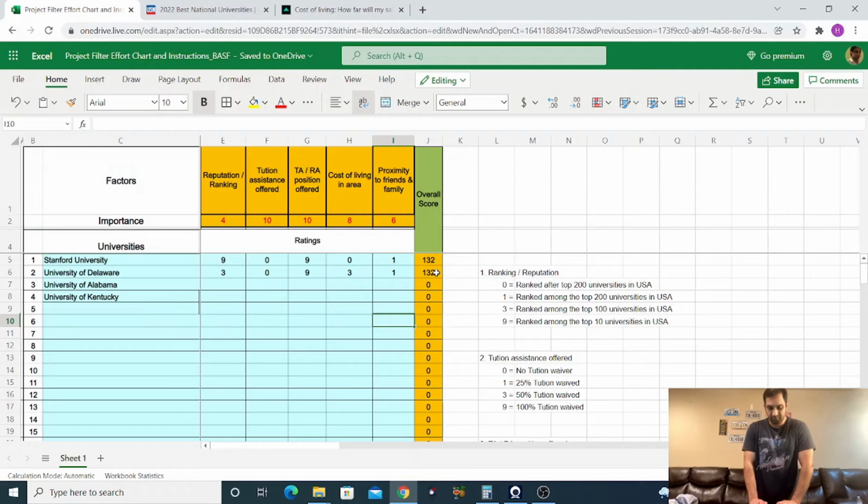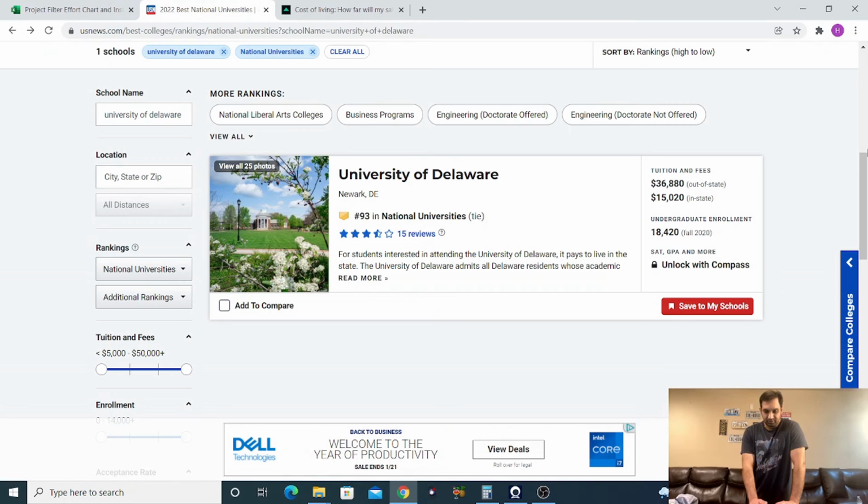So you get a similar overall score. So you can see that University of Delaware was significantly lower in reputation, but since cost of living is better, you still get the overall same score. So there's a tie here. Now if you go to University of Alabama, I kind of follow the same process.